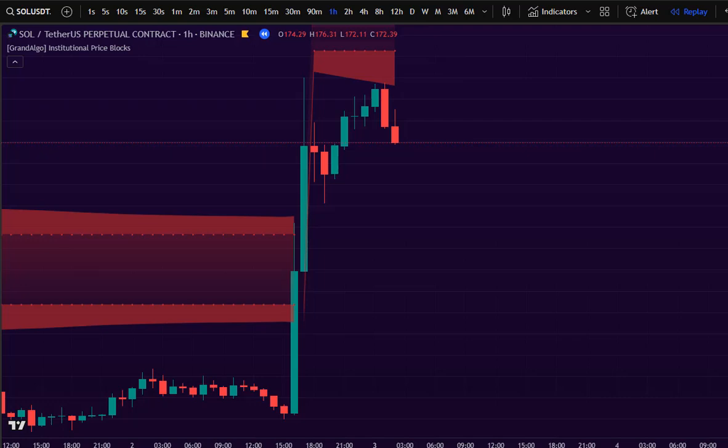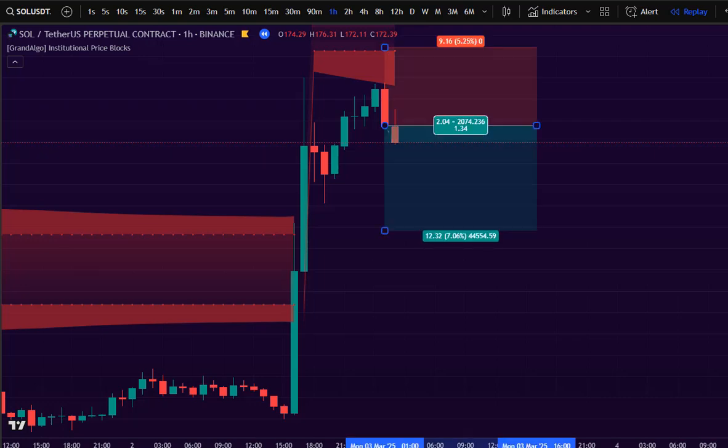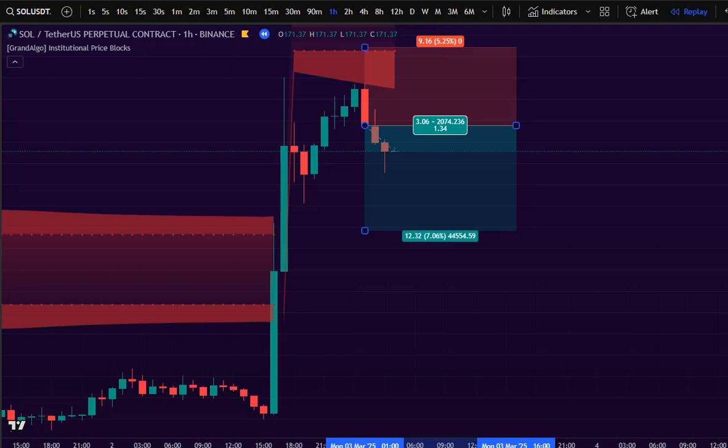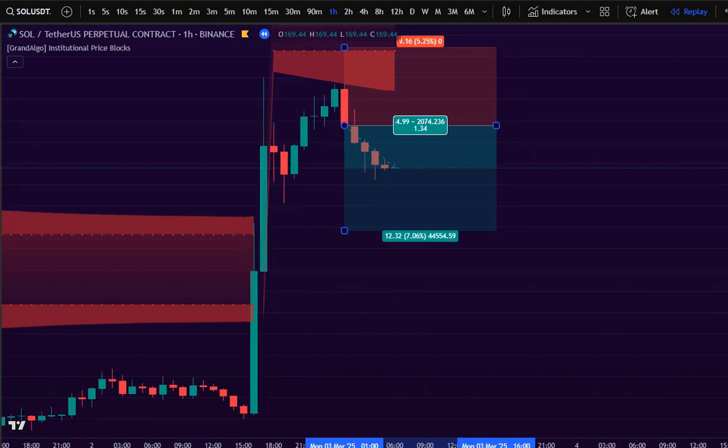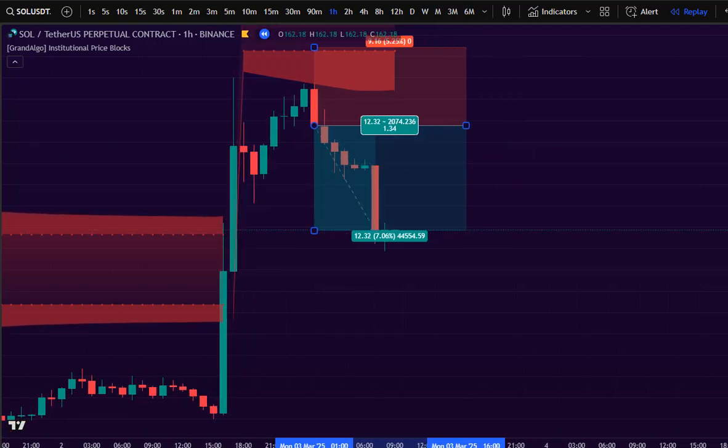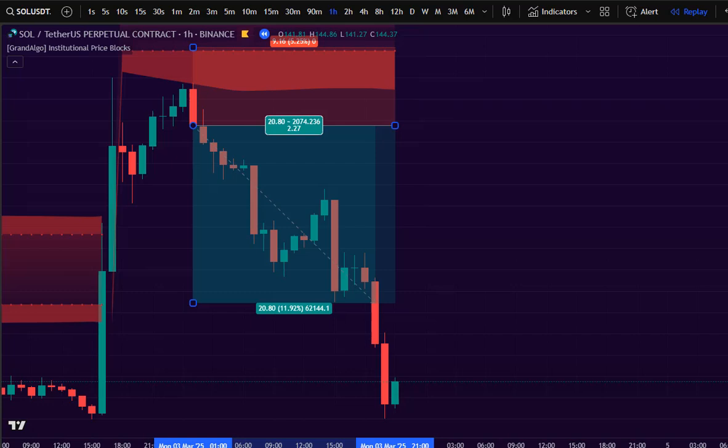We can safely enter here, setting Take Profit 1 at the upper area of the last mitigated institutional price block, where price previously absorbed liquidity. Take Profit 2 is placed at the lower area, aiming for a deeper move into liquidity. This approach ensures we are trading with confirmation while targeting logical price reaction zones.